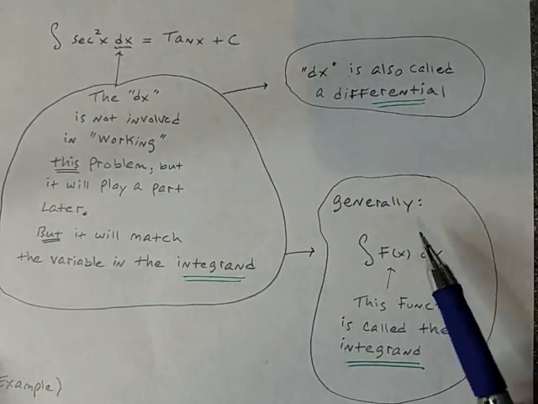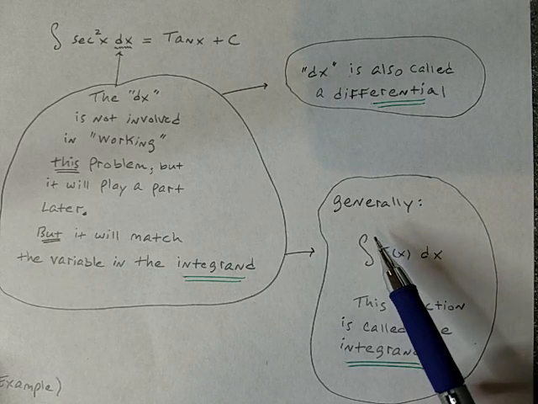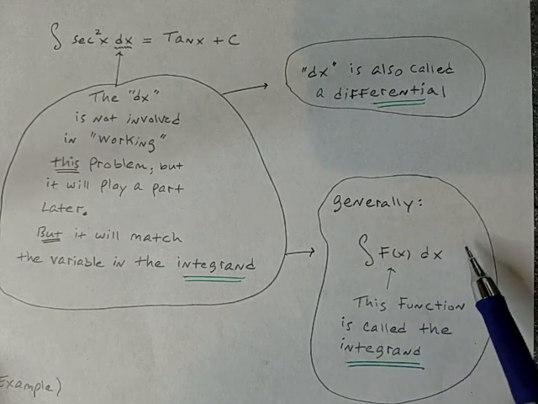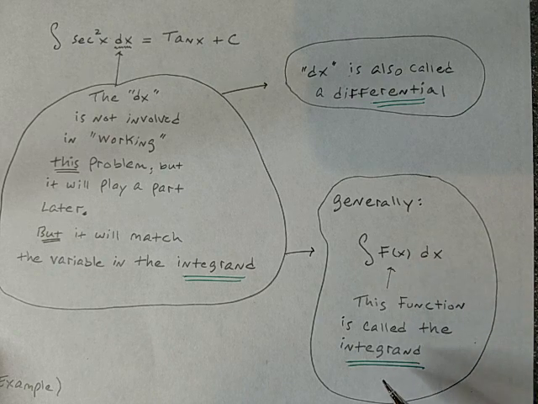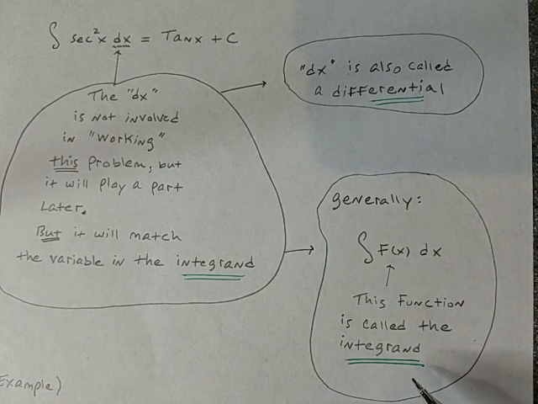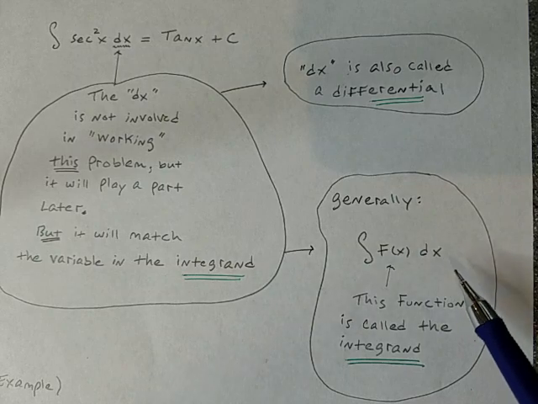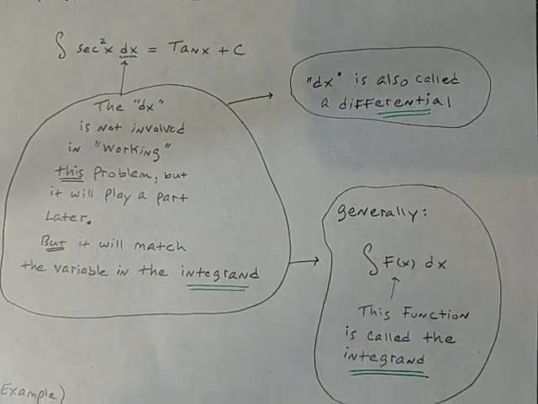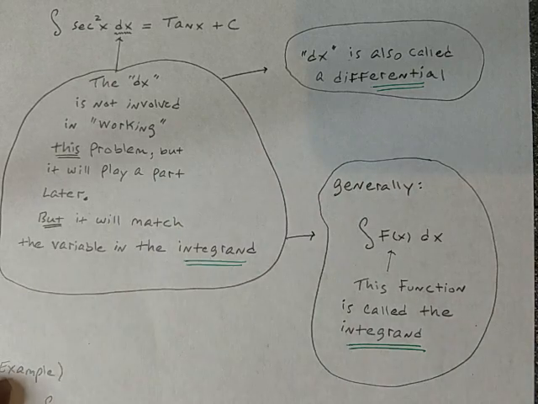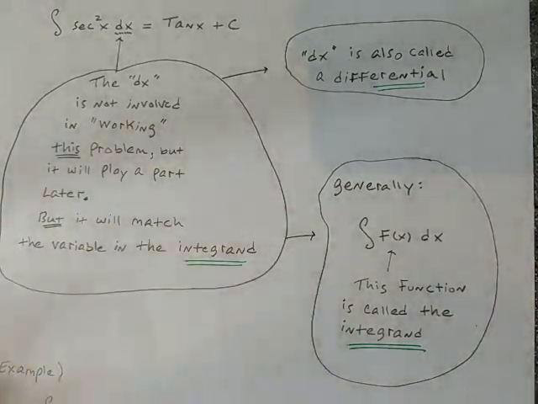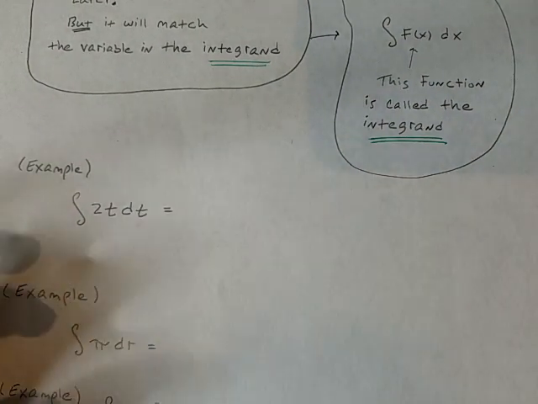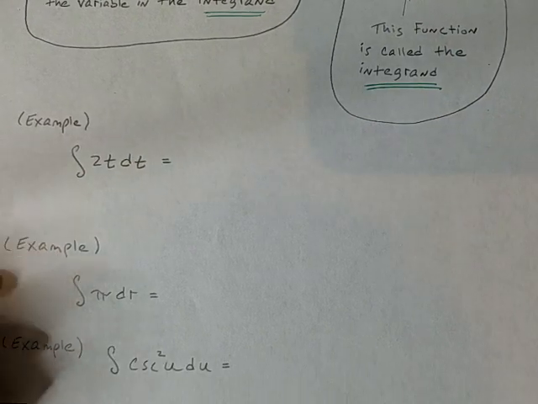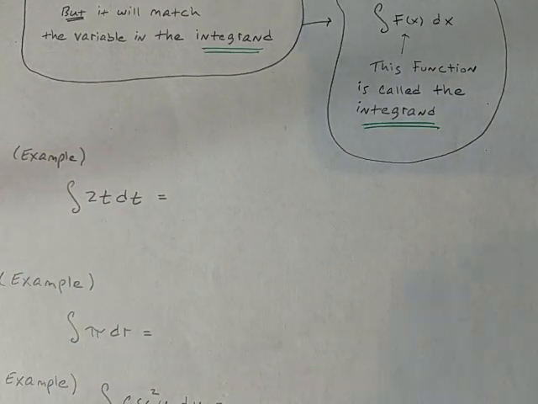Generally, problems will look like this. There's our integral symbol. This is the indefinite integral of this function. That function is called the integrand, and then dx, that's the differential, and it will match the variable that this function has. Okay, so that's how these things are put together. Let's look at a few examples. I can talk about this in theoretical terms all day, but until people see examples, it's not really going to sink in.